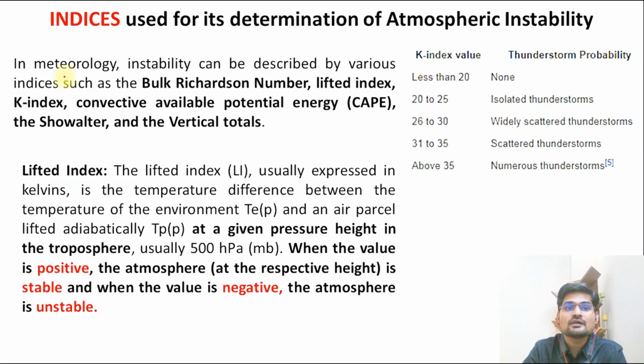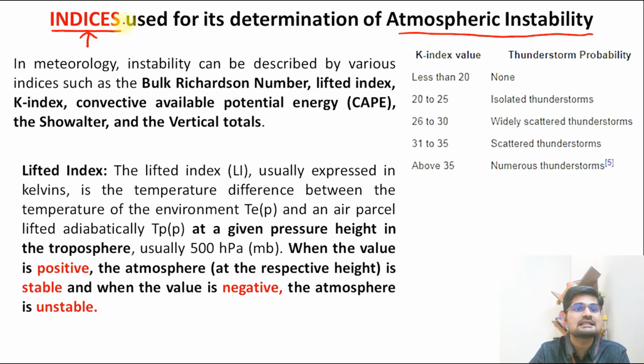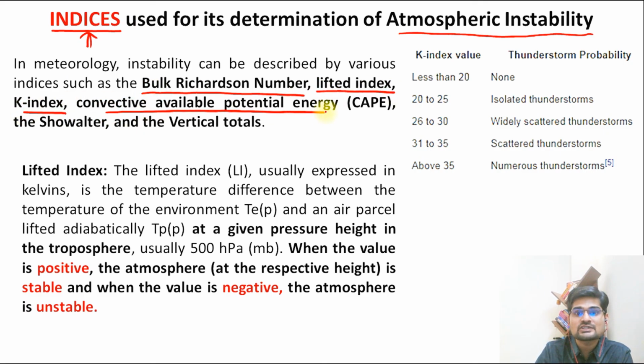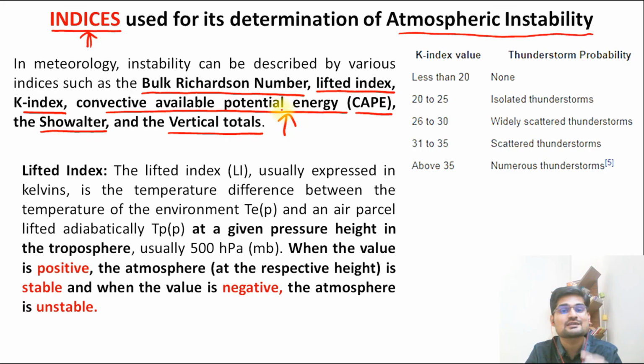And at last, we also need to learn how we measure this. To measure this, there are certain indices which have been created. For example, the Bulk-Richardson number, lifted index, K index, convective available potential energy, that is called CAPE, and Scholter, then vertical totals. All these things, you just remember the names at least, don't go into the details, but these are important indices that are used to determine or measure atmospheric instability.